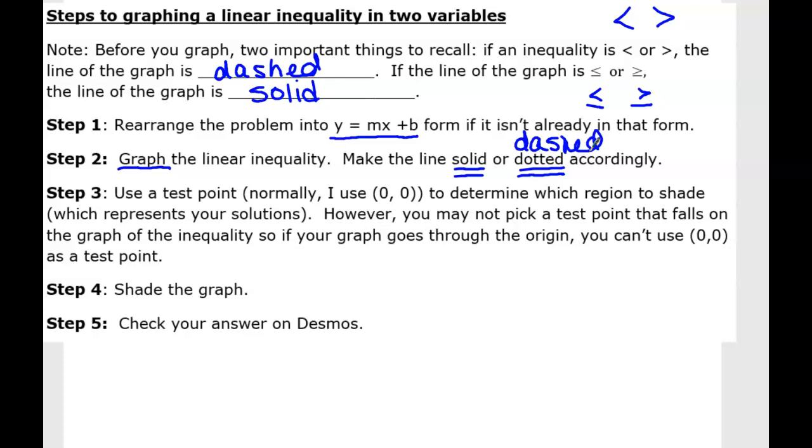All right, however, you may not pick a test point that falls on the line. So be careful. If 0, 0 happens to be on the line, pick another test point like 1, 1. All right, and then we shade the graph, and then we check the answer on Desmos. Okay, Desmos is great for checking inequalities.